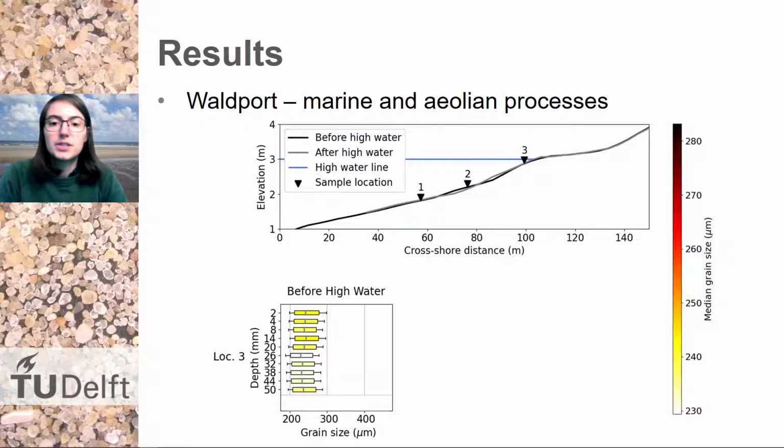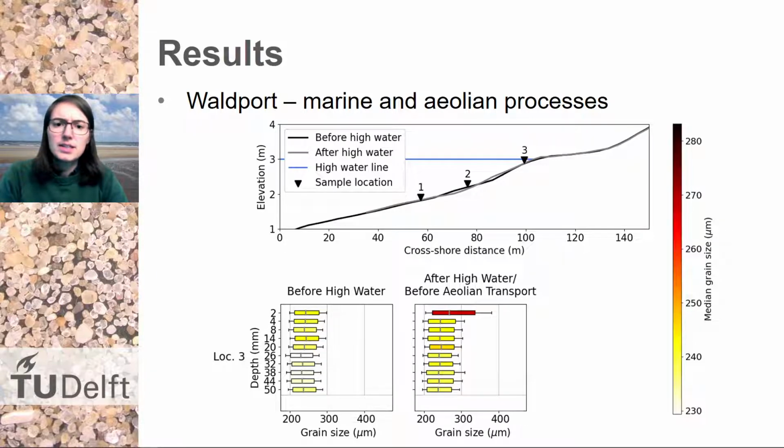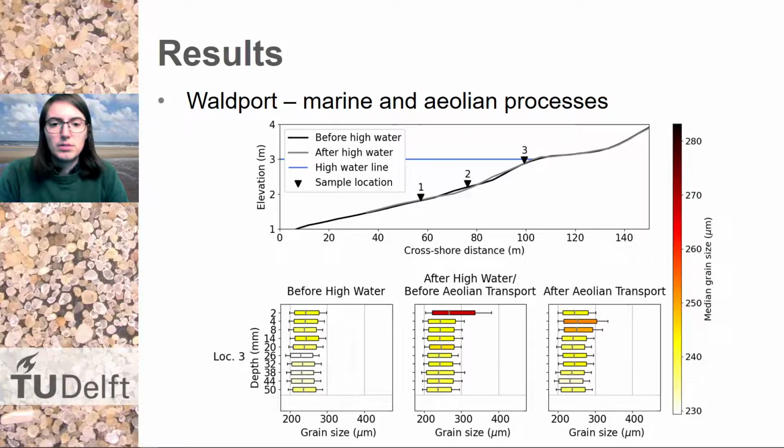Then for the third location, we had some nice, fine, uniform grain sizes before high water, and during high water there were only a couple of swash excursions that reached this location. And we see that that only changed the upper layer, and that got much coarser. Well, after aeolian transport, because this was actually the only location where really aeolian transport took place during low tide, we see that that coarse material is still present, but there's a fine layer of sediment on top.